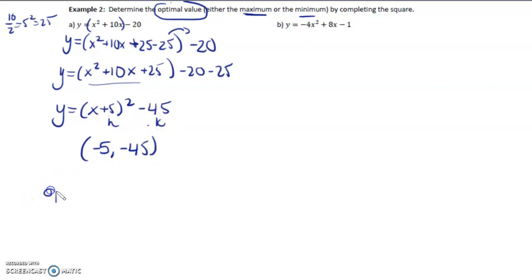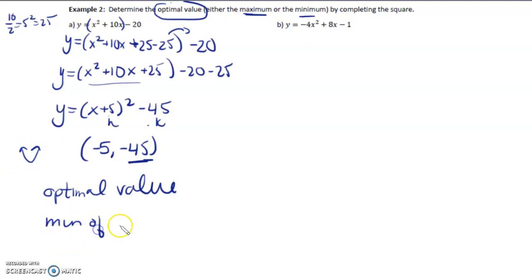So when we talked about optimal value, what we're talking about is that y value. This opens up because the leading coefficient is positive. So we're going to have a min of negative 45.